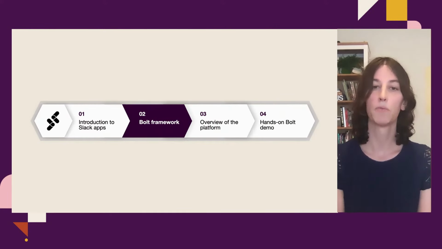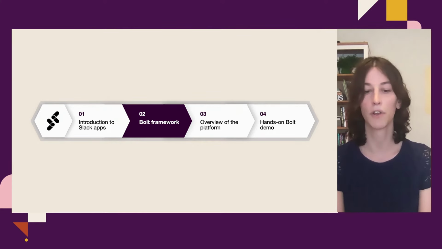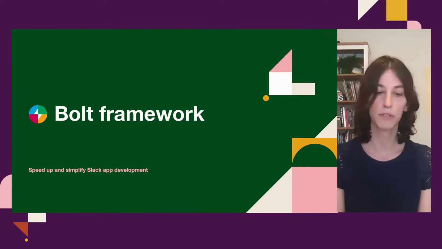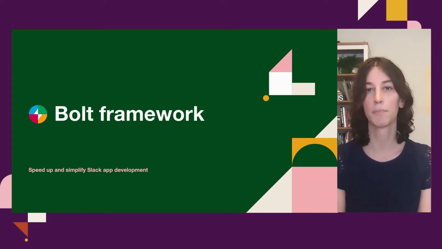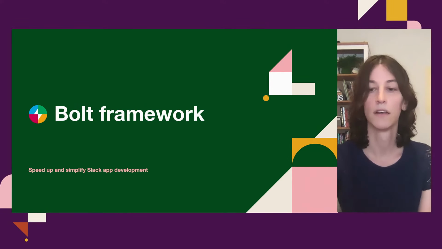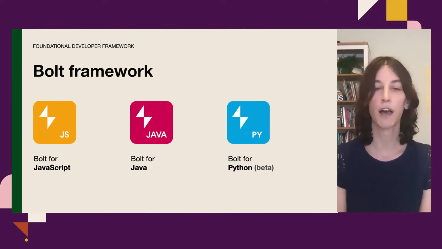So now that we've talked about what Slack apps are, there are a lot of different ways to develop them. One option is to code your app from scratch, but our platform also has a collection of developer tools that make building simpler. One of these is Bolt, which is a framework that speeds up and simplifies app development by wrapping our different platform APIs and features behind a simple interface. Bolt for JavaScript has been out for over a year, and it's already used and trusted by enterprises like IBM and American Airlines. And Bolt is available in JavaScript, Java, and is now available in beta for Python.